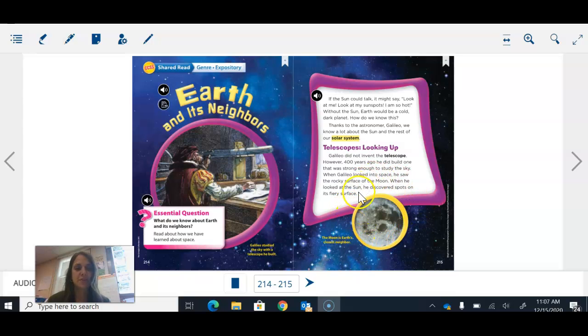Here is a picture of the moon, and here is a caption. The moon is Earth's closest neighbor.